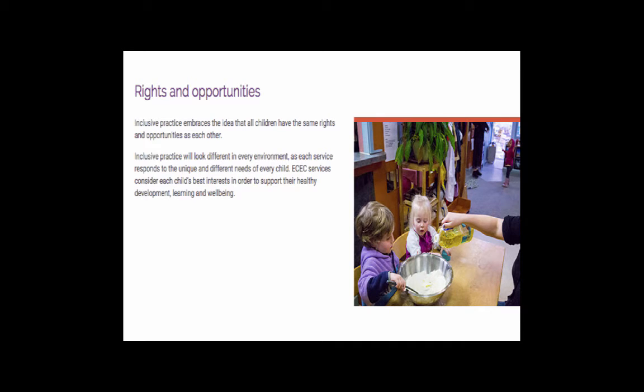Inclusive practice embraces the idea that all children have the same rights and opportunities as each other. So if we're talking about inclusive practice, we look at every different environment as each service responds to the different needs of each child. Early childhood services consider each child's best interests in order to support their healthy development, learning and well-being. Now, inclusive practice, I'll just say that again, embraces the idea that all children have the same rights and opportunities as each other, that they cannot be discriminated against or treated differently on the basis of any attribute that they may bring to that service with them.